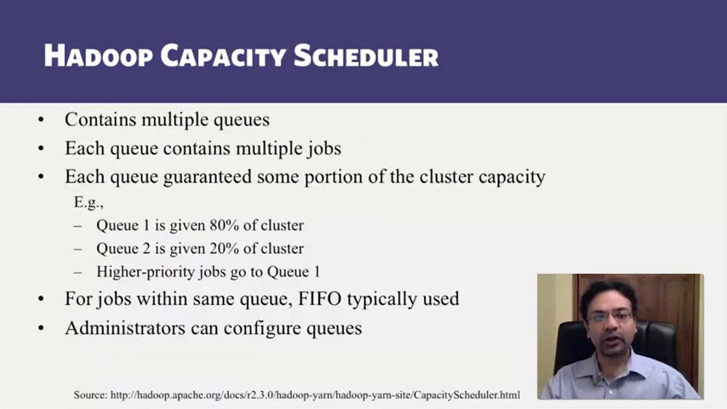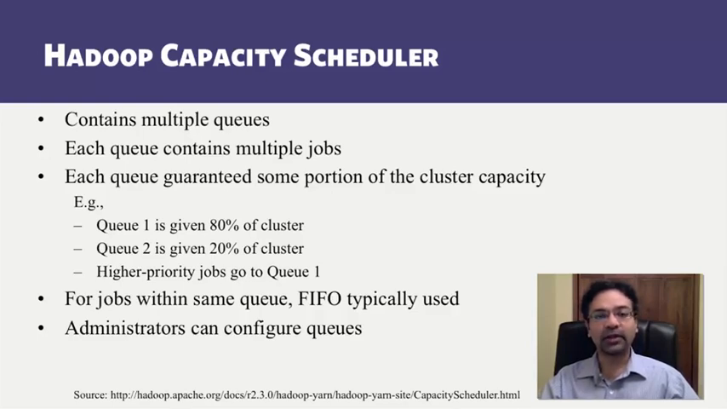The Hadoop Capacity Scheduler contains multiple queues. If you recall from our discussion of single processor scheduling algorithms, the queues essentially contain jobs. So each queue contains multiple jobs. Each queue is guaranteed some portion of the cluster capacity. For instance, you might configure your system with two queues, Q1, which has 80% of the cluster, and Q2, which has 20% of the cluster. And in this case, you might have the higher priority jobs in your system go to Q1 because it has a lot more of the resources in the cluster.